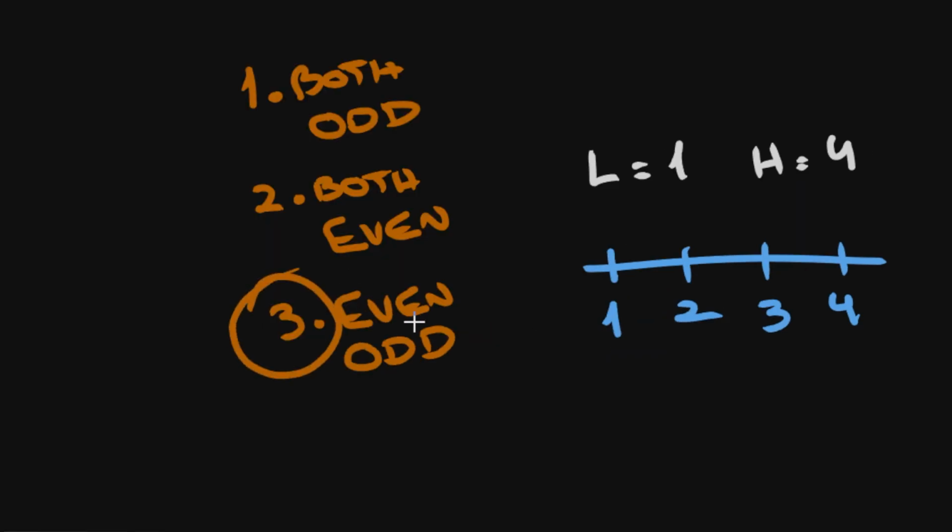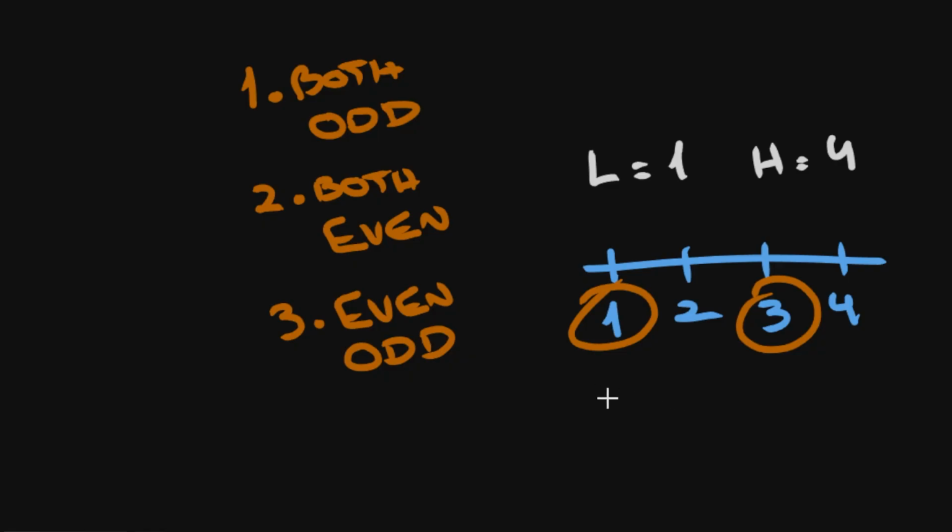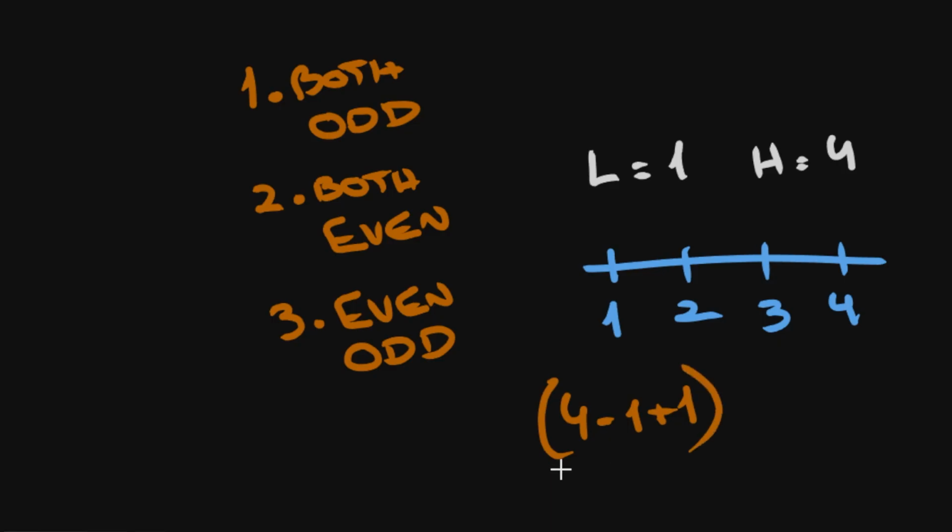And we have one final scenario, which is we have one even bound and one odd bound. So let's say that low is 1, high is 4. These are the 4 available numbers, and we know that exactly half of these numbers are odd. So we do high minus low plus 1. This is the total amount of numbers, and this divided by 2 is the result. And this is 2. So finally we return 2.